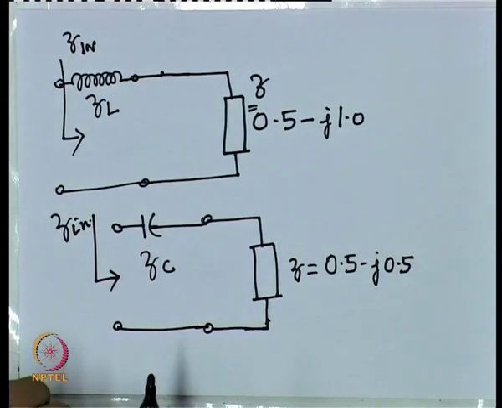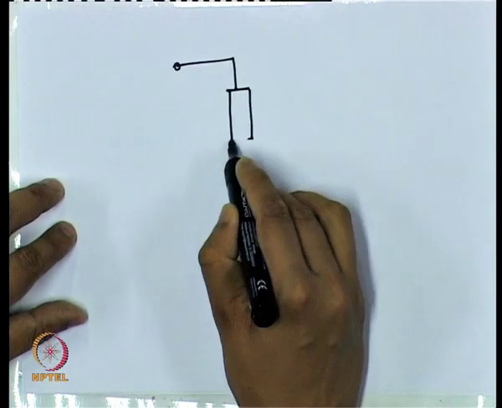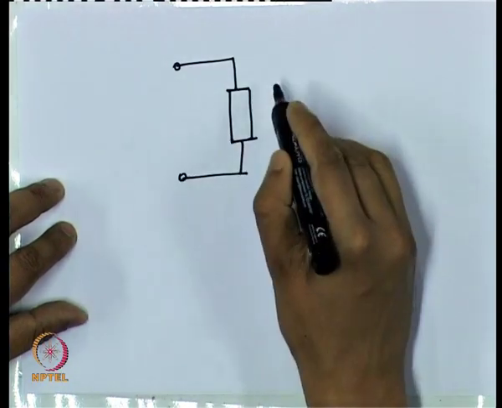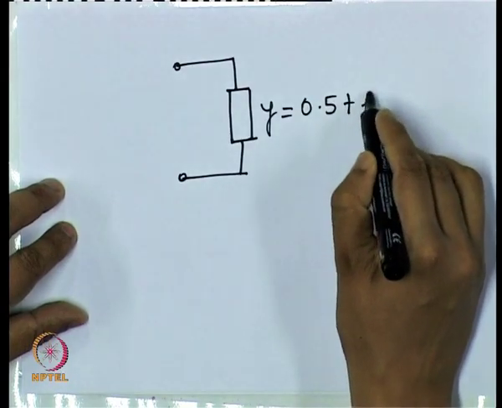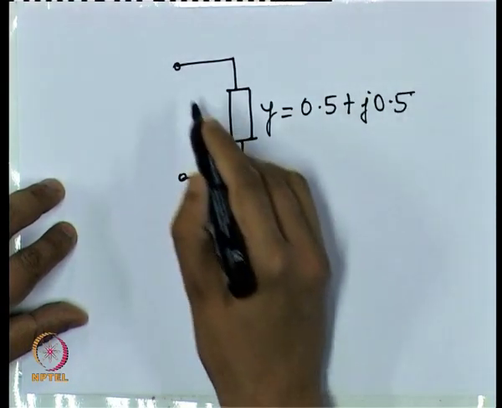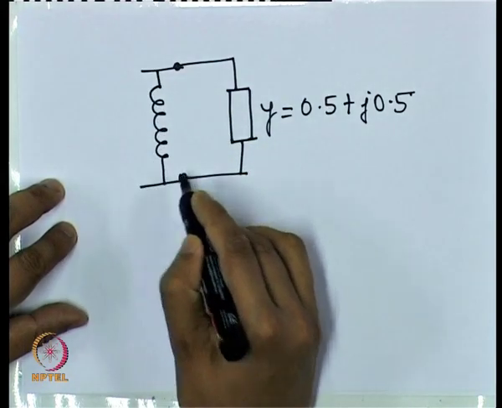Let us now consider the case when we have an inductor in shunt with a load. Suppose we again have a load y equal to 0.5 plus j 0.5, and we connect an inductor in shunt as shown.